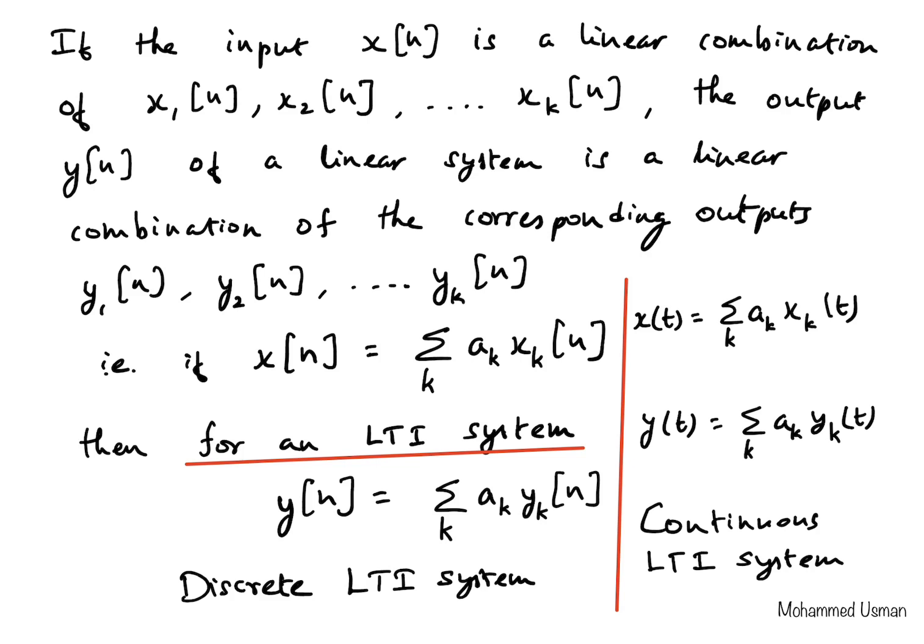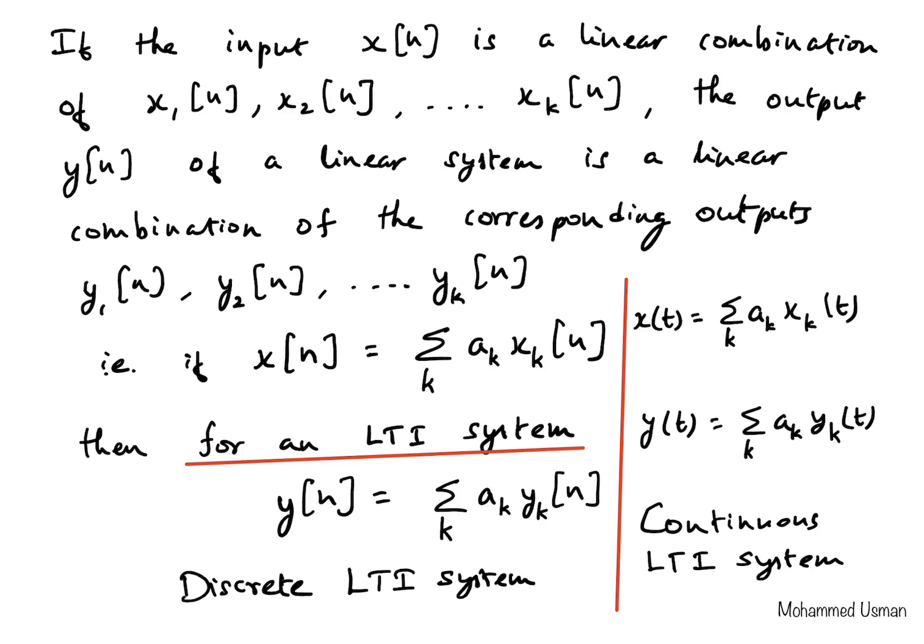Therefore, it becomes easier to analyze an LTI system, because if we have any input signal x of n, and if we can represent that x of n in terms of some simple input signals x1, x2, x3, and so on, and if we know the output of the system for each of these x1, x2, and up to xk, then we can find the overall output of that system to that input signal x of n by a linear combination of those individual outputs which are produced when we give x1 of n as input or x2 of n as input, right?